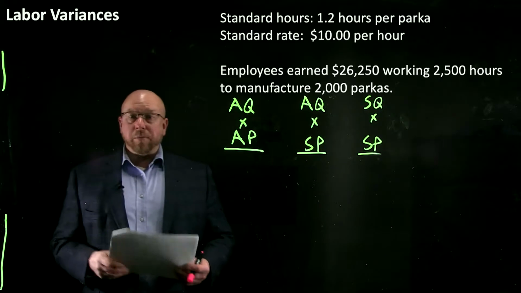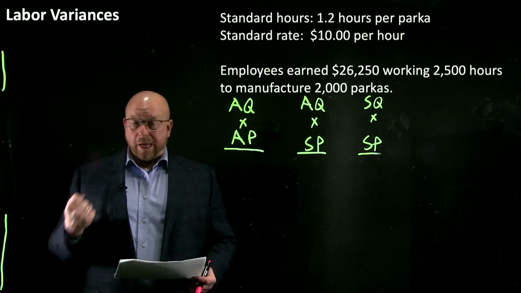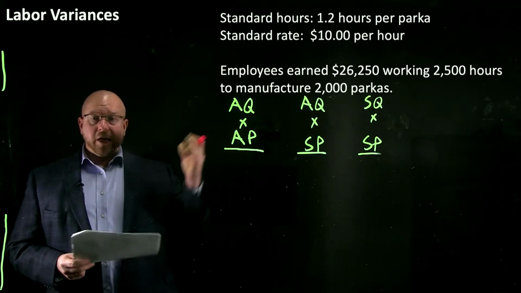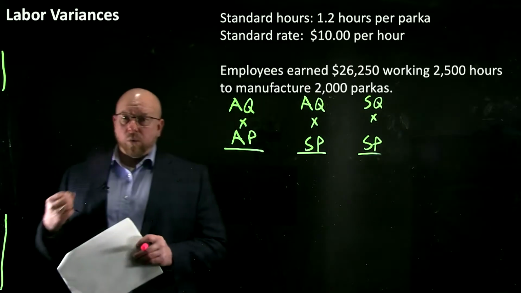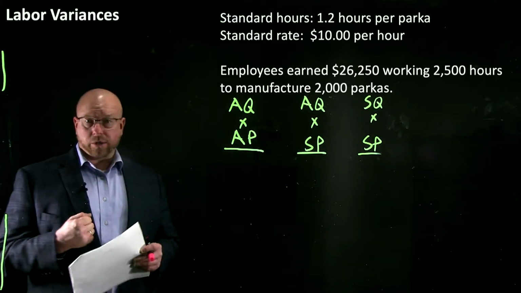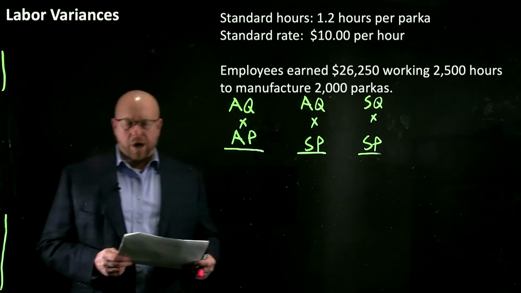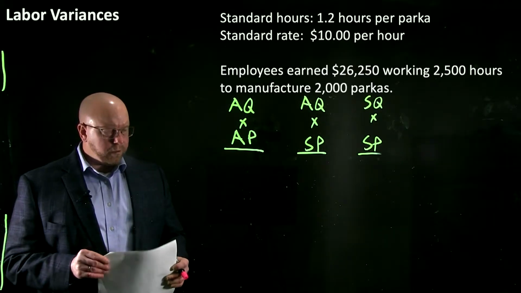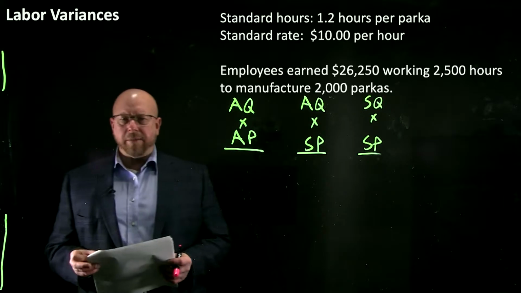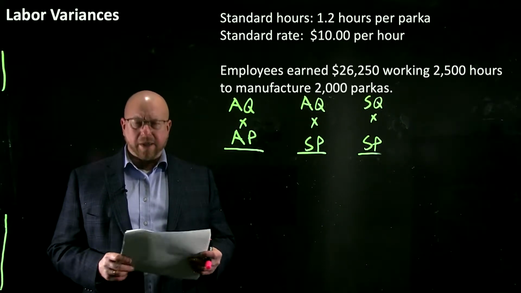We're still making those parkas, but now we're going to take a look at our labor variances. The standard number of hours is 1.2 labor hours to manufacture a parka. And the standard labor rate is $10 per hour. I would argue that it probably should be higher than that amount, but $10 keeps the math kind of easy here, right?